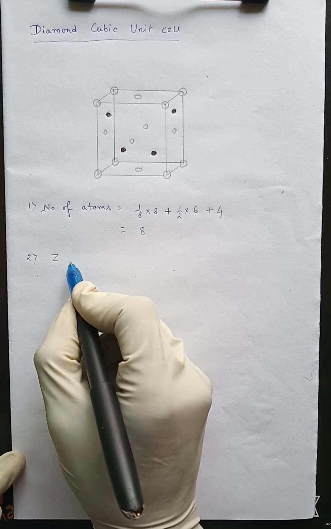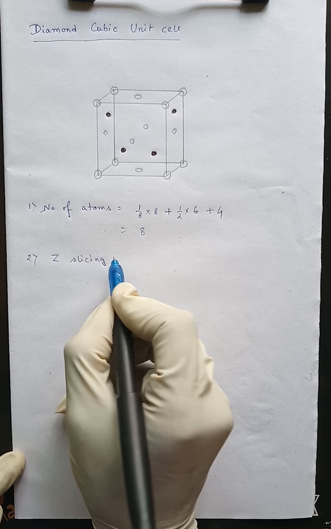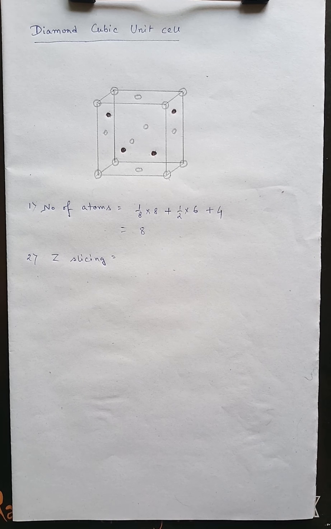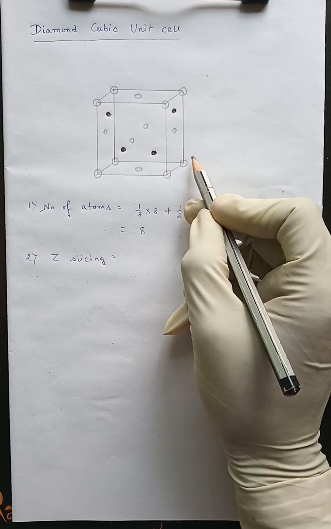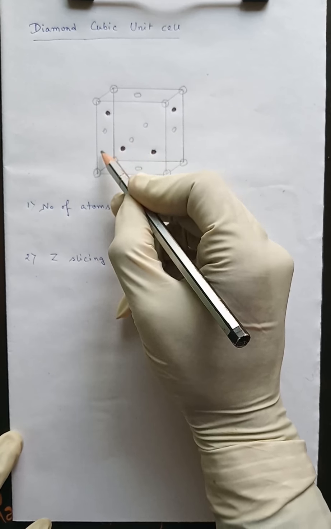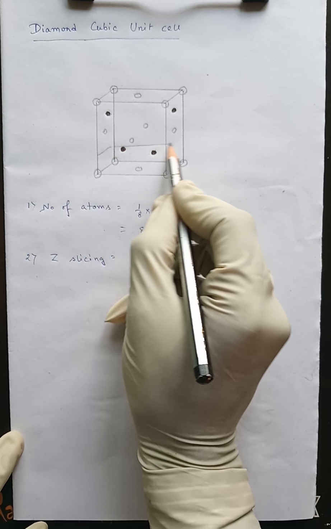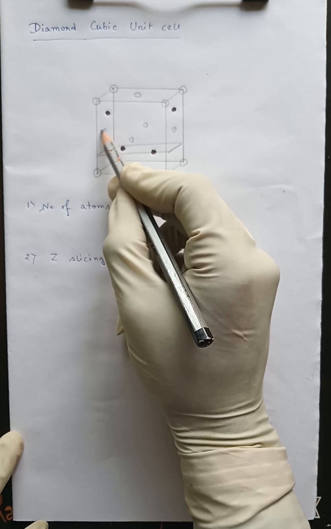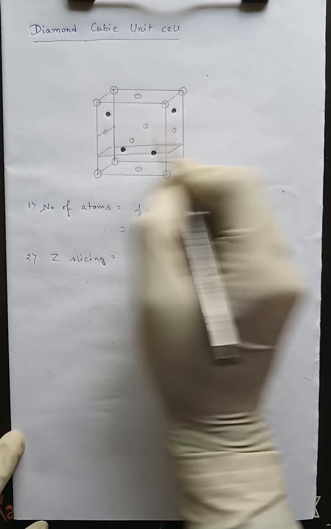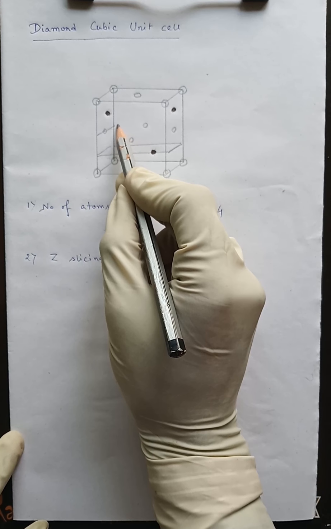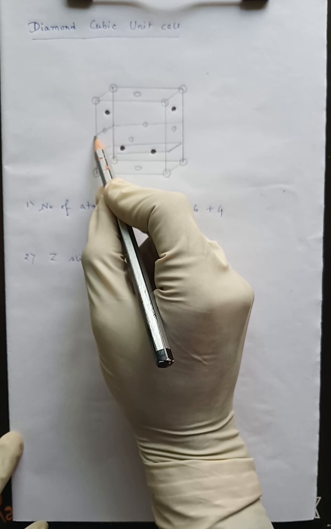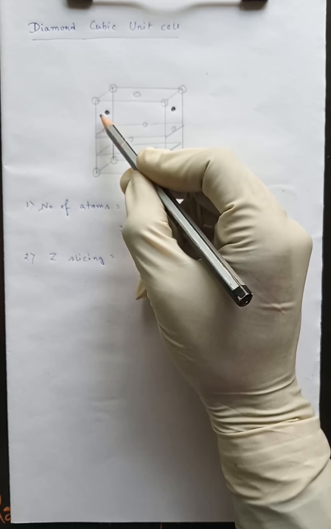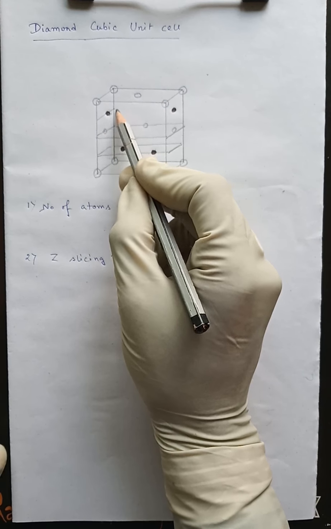Now the Z slicing. Okay, here consider the planes. This is Z equals to 0 plane. These 2 remain in Z equals to half. That means in this plane. These 4 are in Z equals to, this is Z equals to half, this is Z equals to 1/4. And this is Z equals to 3/4.